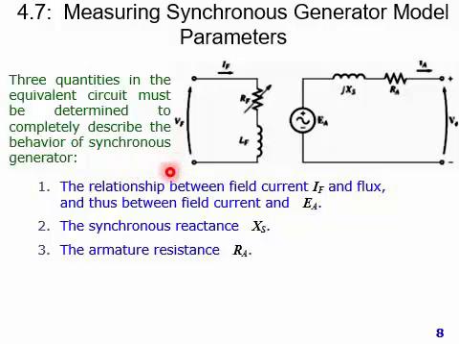These three quantities are the relationship between field current and flux, and thus between field current and internal voltage. Then another quantity is the synchronous reactance X of S. The third quantity is armature resistance R of A. All these quantities can be seen in the equivalent diagram.